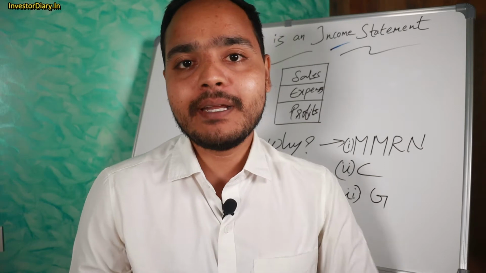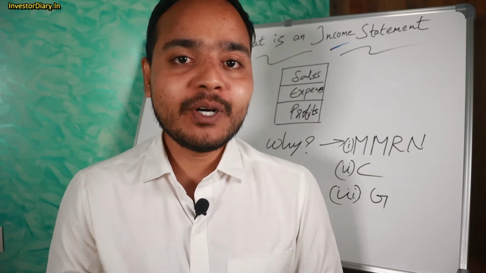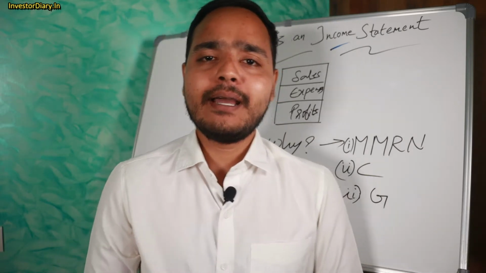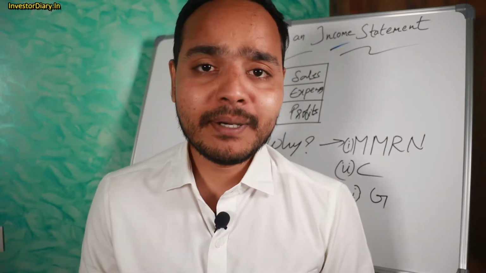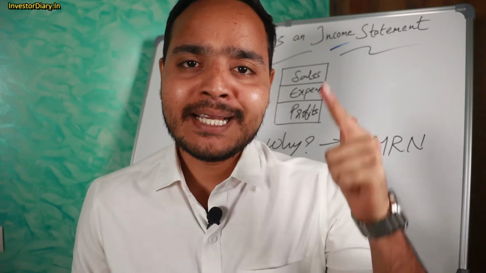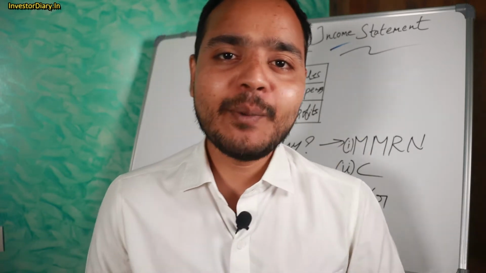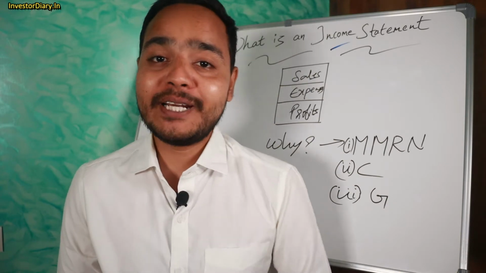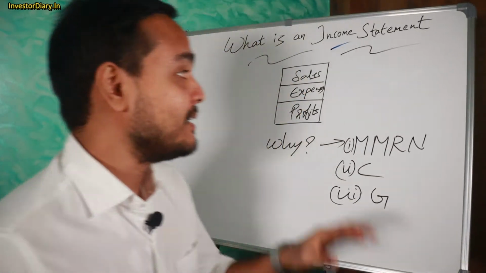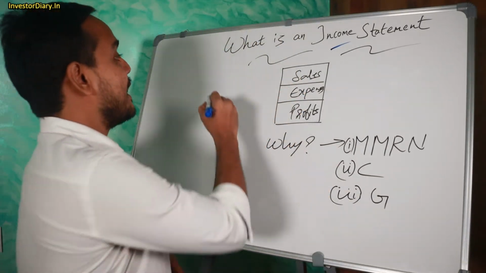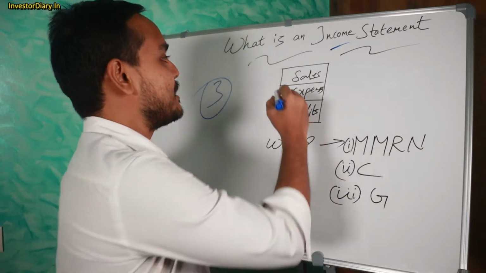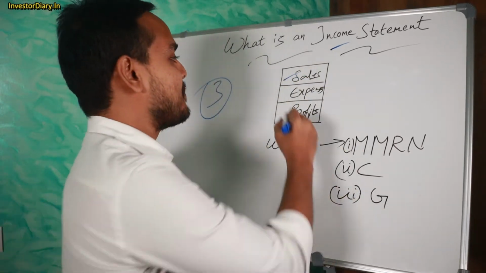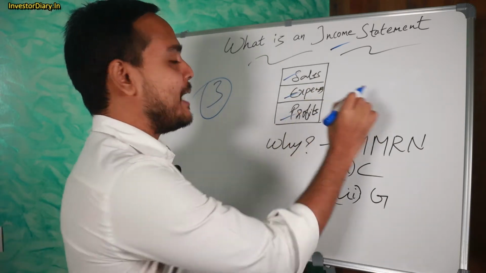And if you can remember, in my last episode, we covered what is a balance sheet. And let me ask you a question. What are the three most important components of a balance sheet? Do you still remember? Assets, liabilities, and shareholders' equity are the three most important components of a balance sheet. And similarly, what are the three most important components of an income statement? It is basically sales, expenses, and profits.